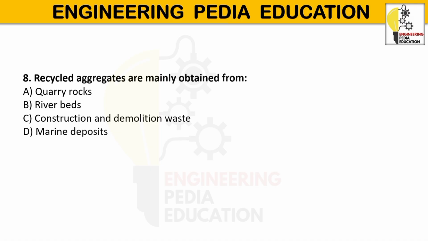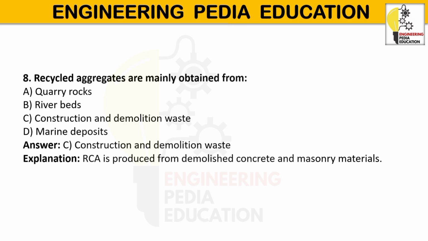Recycled aggregate is mainly obtained from quarry rocks, riverbeds, construction and demolition waste, or marine deposit. The correct answer is construction and demolition waste. RCA is produced from demolished concrete and masonry material.